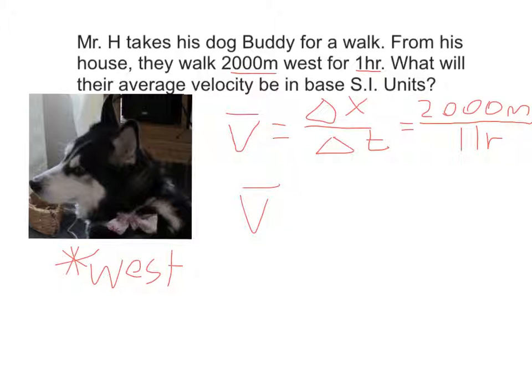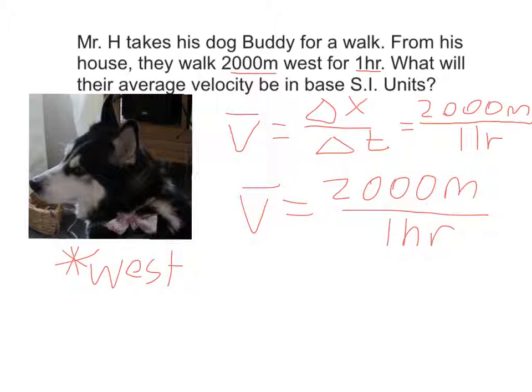So that means altogether that my average velocity is 2,000 meters per hour. But not so fast, because we still need to make sure that our average velocity is in base SI units. That means units of meters or seconds or kilograms or some combination of it. We have meters per hour. That unit of time, hours, is not a base SI unit. So I need to convert my hours into seconds.